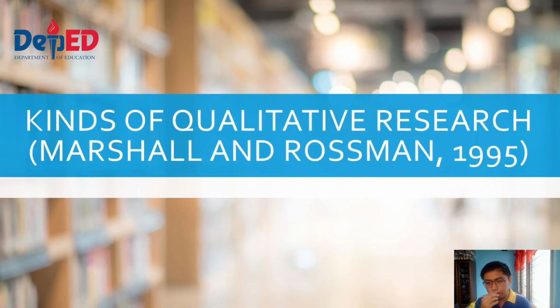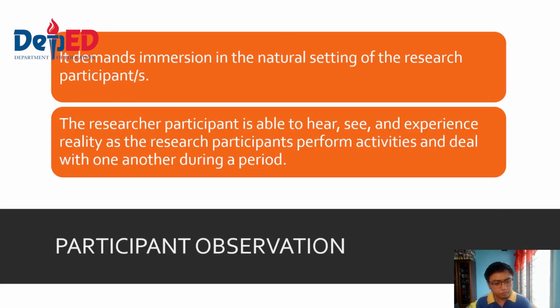Okay, so kinds of qualitative research according to Marshall and Rossman, 1995. First, participant observation. This is one of, for me, one of the best ways on how to do qualitative research. It demands immersion in the natural setting of research participants. The researcher participant is able to hear, see, and experience reality as the research participants perform activities and deal with one another during a period.